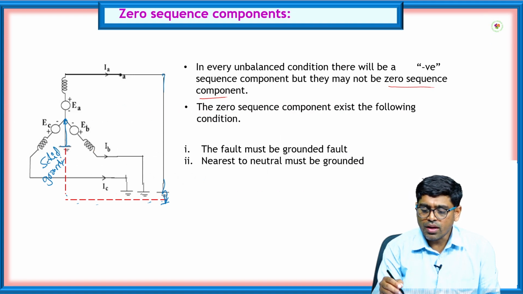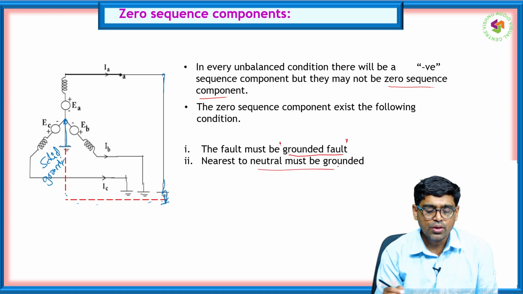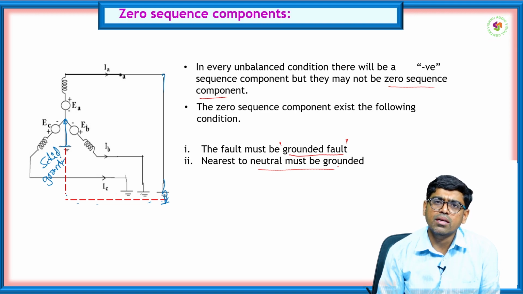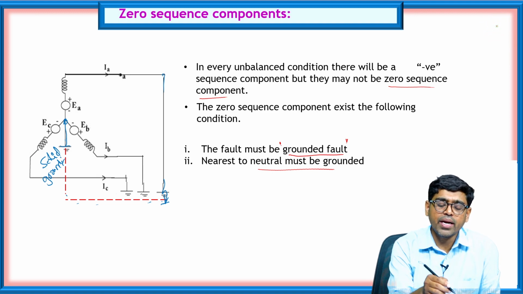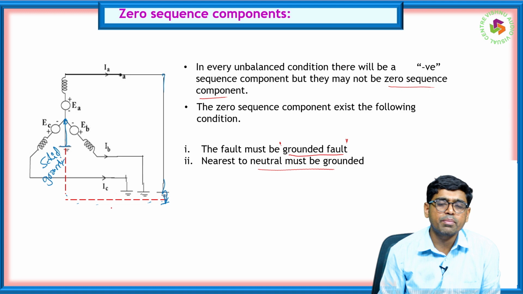The zero sequence component exists under the following condition: the fault must be a grounded fault. It should be a grounded fault, and the nearest neutral must be grounded. So this particular alternator should be connected to the ground. Otherwise, there is no possibility of the zero sequence component at that particular point.